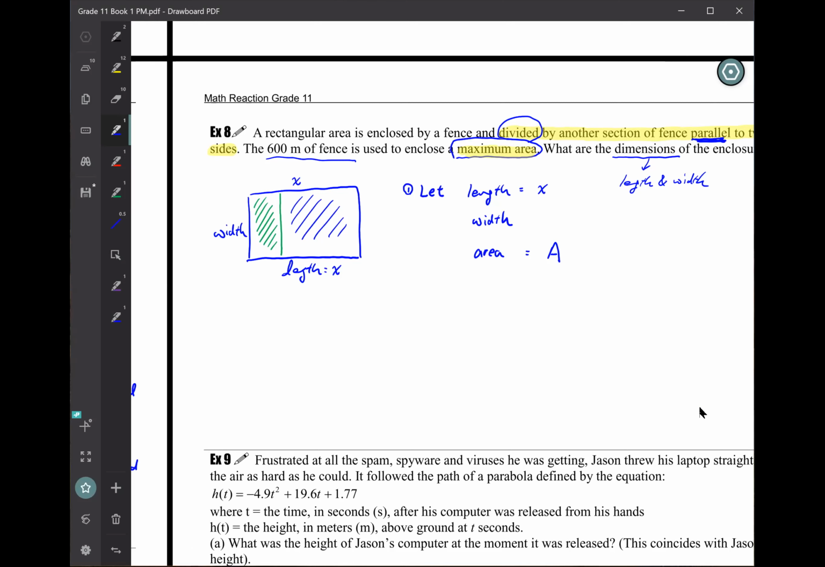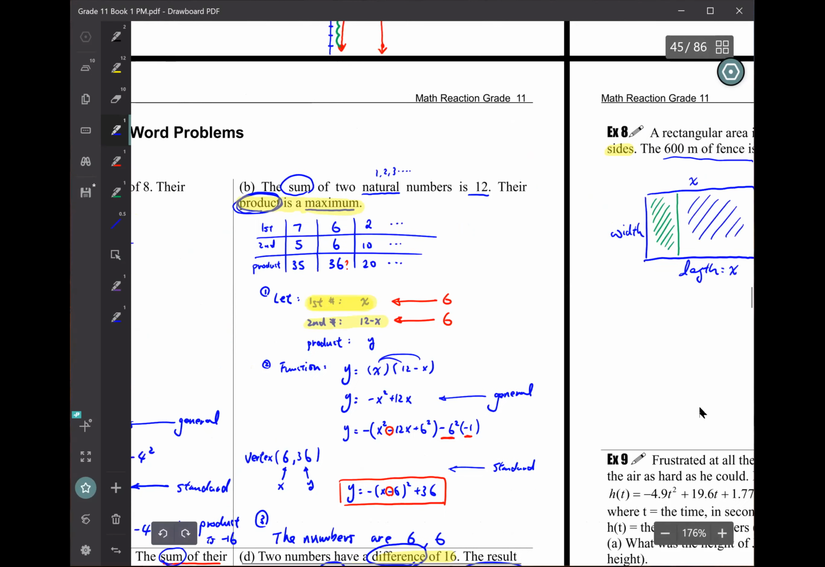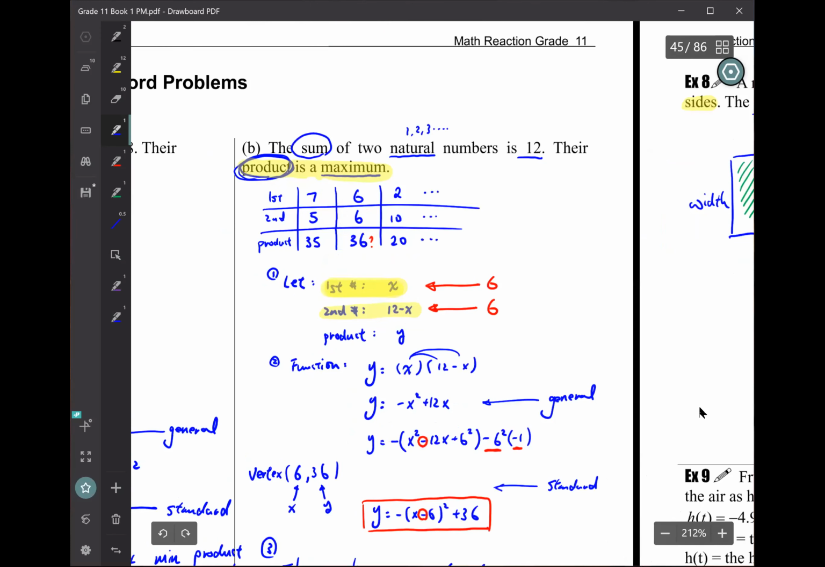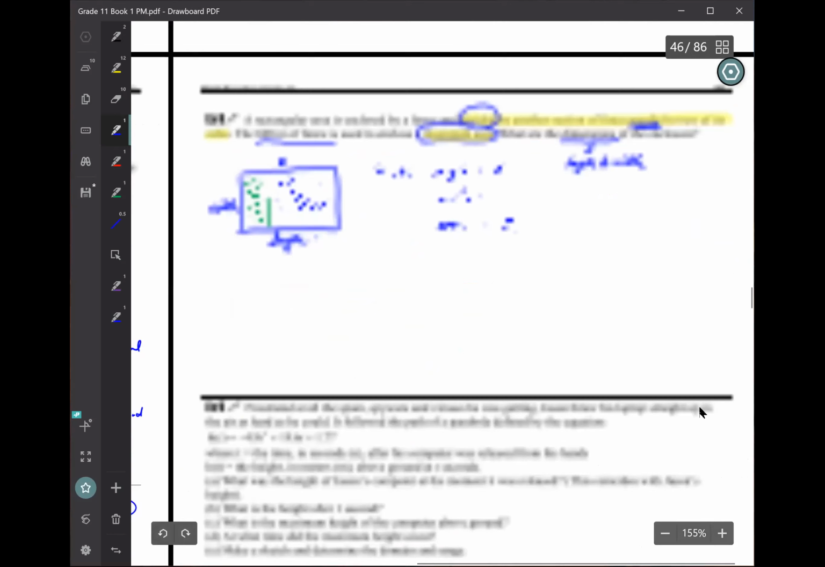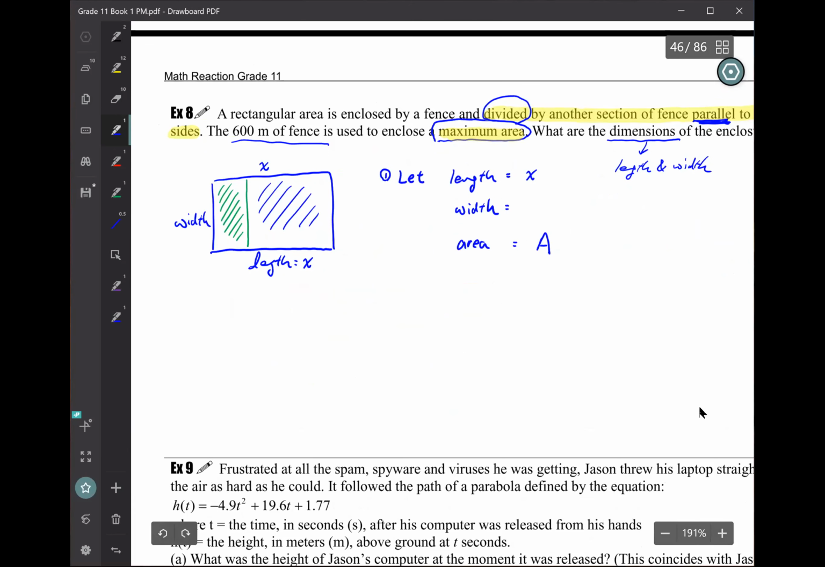If length is x, if you know the length, how do we find the width? Try to think about the other question we did before. The other question tells you that the sum of two numbers is 12, so first number is x, second number is 12 minus x. But in the area question, they did not mention anything about sum. So what should we do then? If you know the length, how do we find the width? Any volunteer?